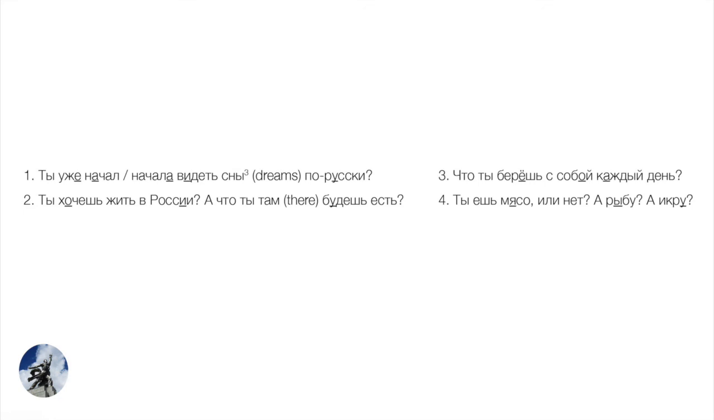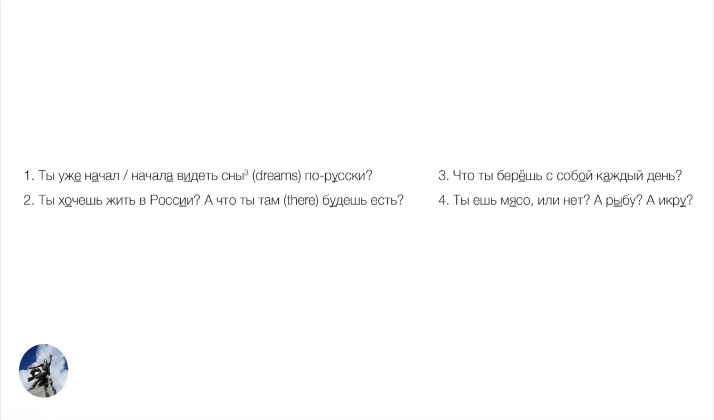А что ты там будешь есть? What will you eat there? Hopefully a lot of caviar. Number three, что ты берешь с собой каждый день? What do you take with yourself, literally, what do you take with yourself every day? Okay, so you would use the verb я беру and then give a few accusatives, right? A few direct objects. What do you take along every day?